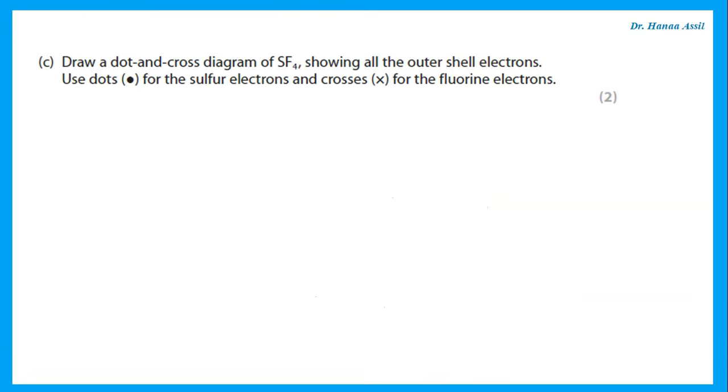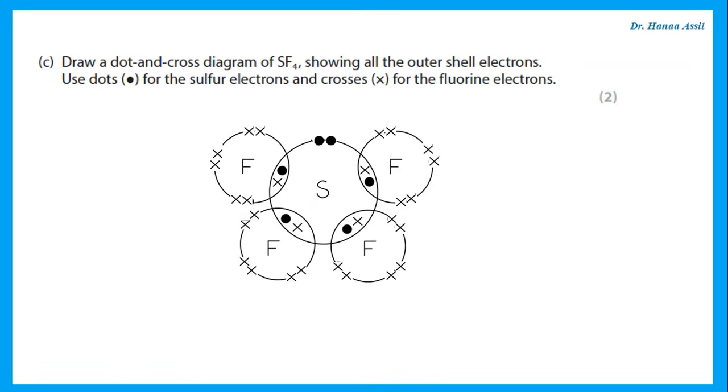Draw dot and cross of SF4 showing all the outer shell electrons. Well, let's try and draw SF4. So the sulfur is in group 6, so it has a total of 6 electrons. We're going to use only 4 of them to bond with the 4 fluorines, and each fluorine has 6 of its own not involved in the bonding. The sulfur also has 1 lone pair of electrons that are not involved in the bonding.